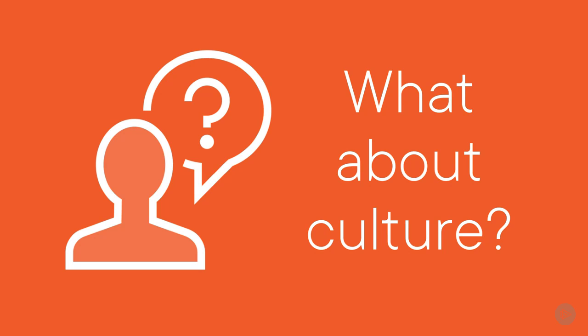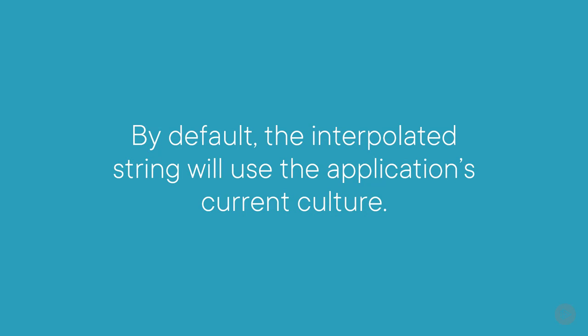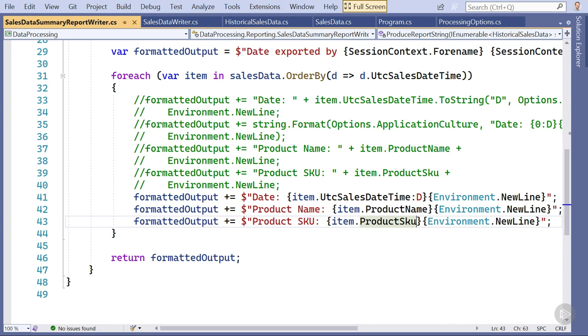What about formatting and culture though, I hear you ask? Great question. By default, the interpolated string will use the application's current culture when formatting types to strings. It's possible to control this, but the mechanism is a little less obvious. I'll copy our interpolated string as we'll need to do something special with it in a moment.